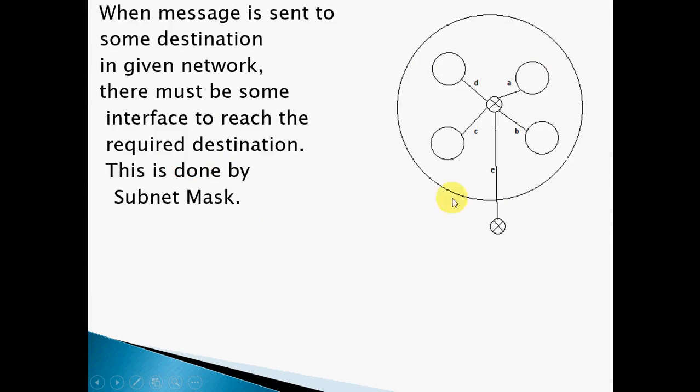So here's a configuration with an external router and an internal router. The internal router is connected to 4 subnets with interfaces A, B, C and D, and an interface E to connect the internal router to the external router. When a message is sent to some destination in the given network, there must be some interface to reach the required destination. This is done by the subnet mask.